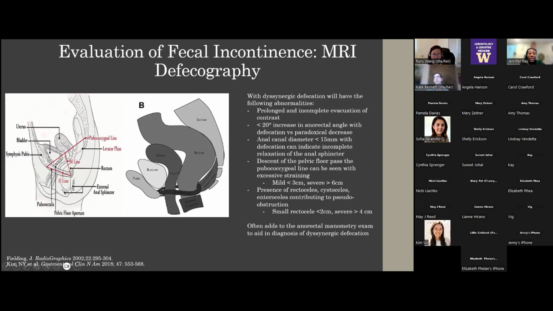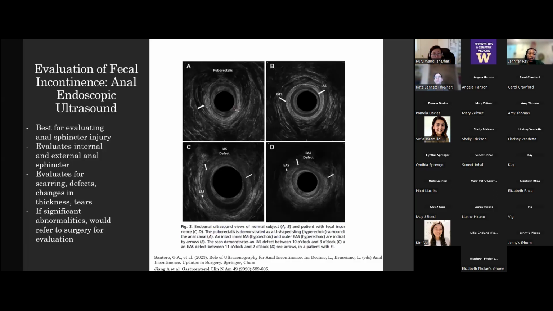I use this test in combination with the anorectal manometry test for pelvic floor dysfunction, if I'm highly concerned about an obstructive etiology too.